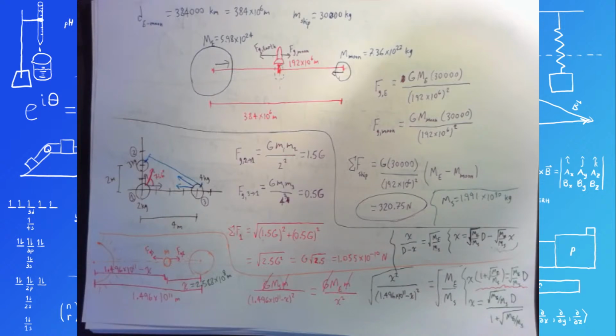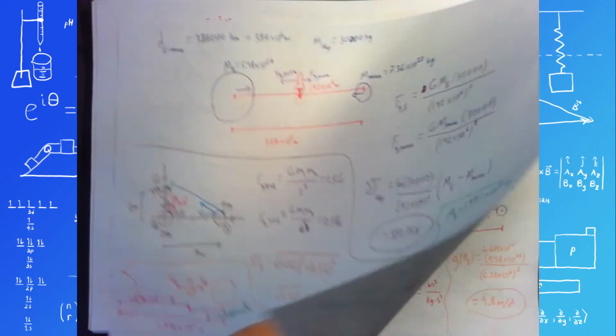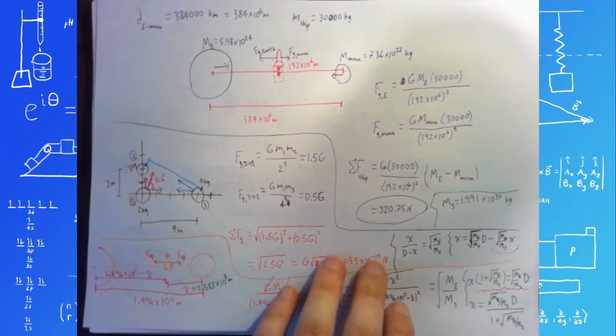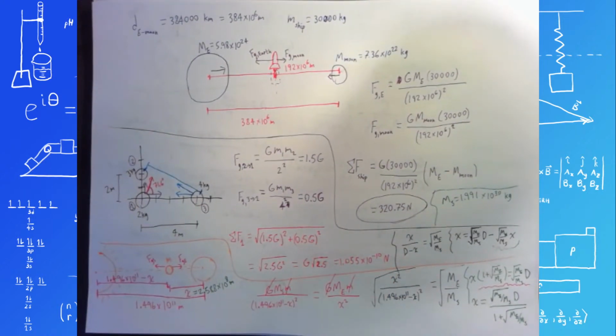Here's one. It says 2 objects attract each other with a gravitational force of magnitude 1 times 10 to the negative 8 newtons when separated by 20 centimeters. If the total mass of the objects is 5 kilograms, what is the mass of each? Backside of that is already filled. Let's grab a new sheet.